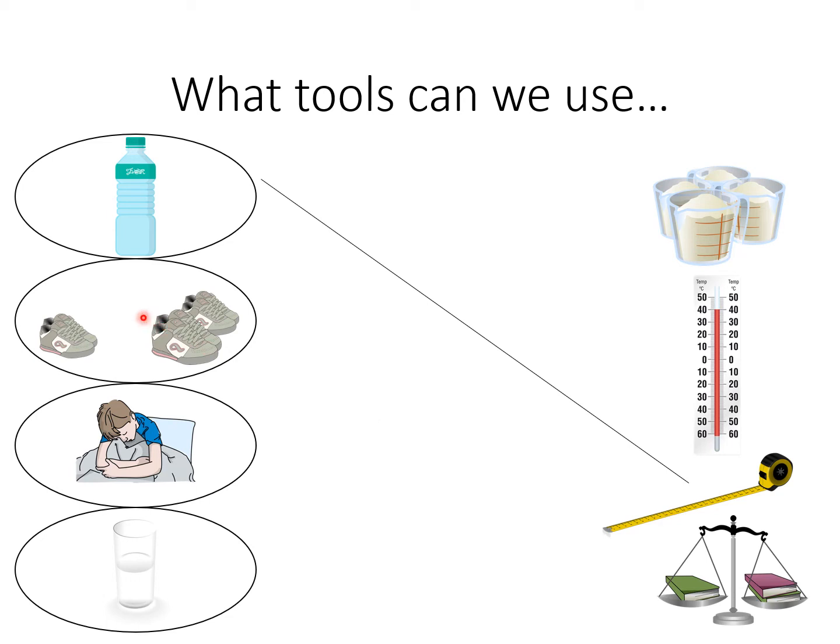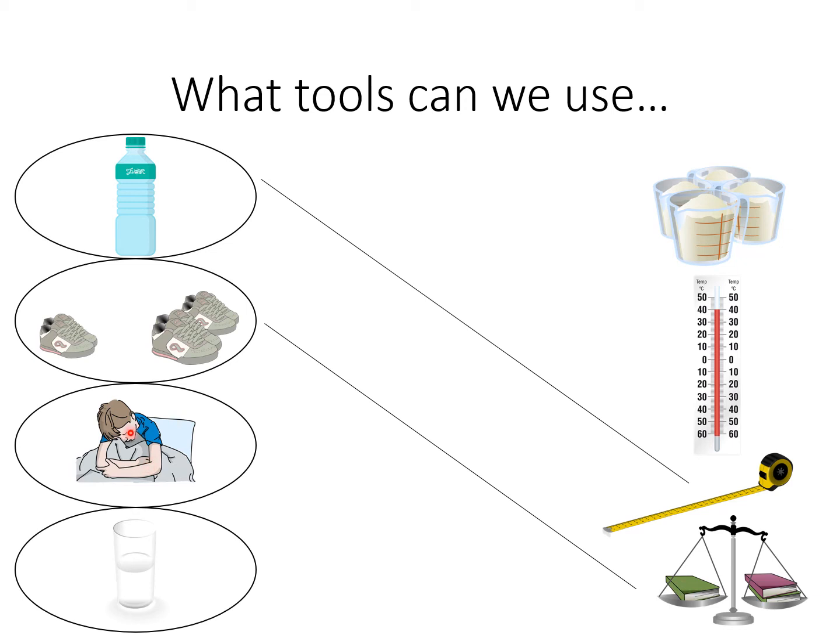Let's see. What can I use to measure the mass of these shoes compared to the mass of this one pair of shoes? Here I have one pair of shoes, and here I have two pairs of shoes. What tool can I use to measure the mass of these shoes? There you go, the balance. I can use the balance to measure the mass of an object.